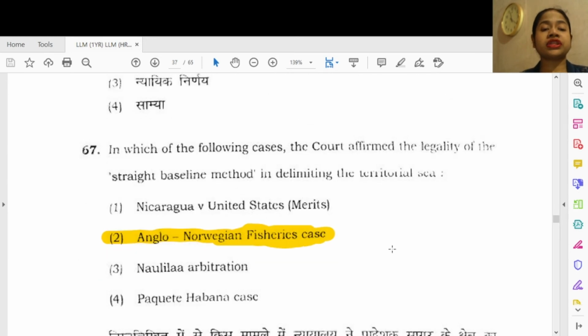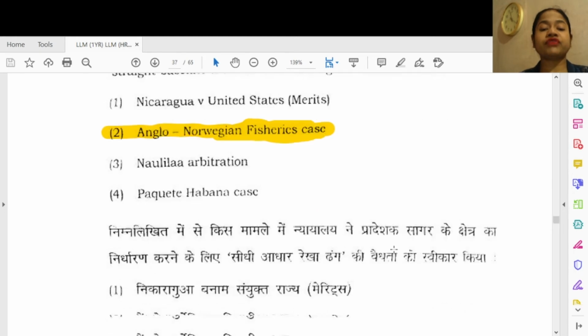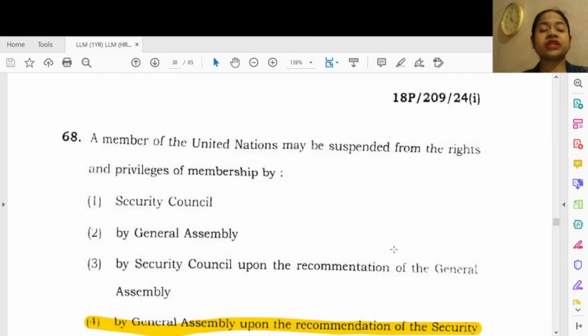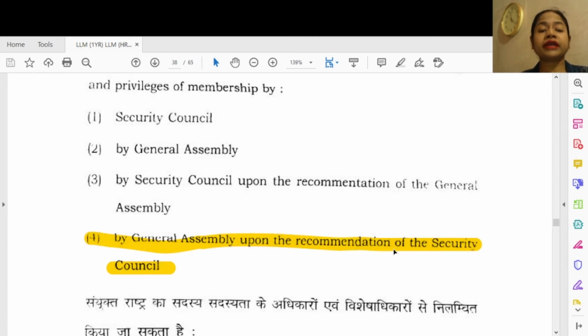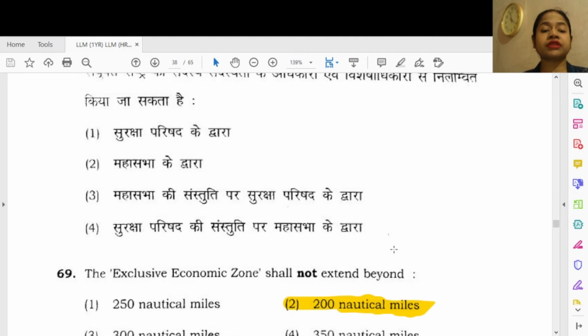Question number 67. In which of the following cases the court affirmed the legality of the straight baseline method in determining the territorial sea? This is option number 2, Anglo-Norwegian fisheries case. Question number 68. A member of the United Nations may be suspended from the rights and privileges of membership by, this is option number 4, the General Assembly upon the recommendation of the Security Council.